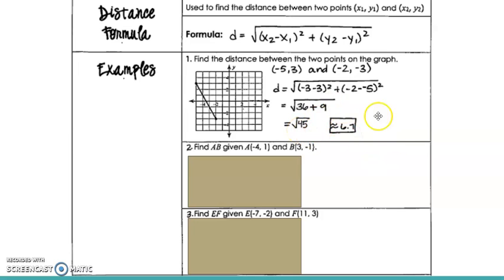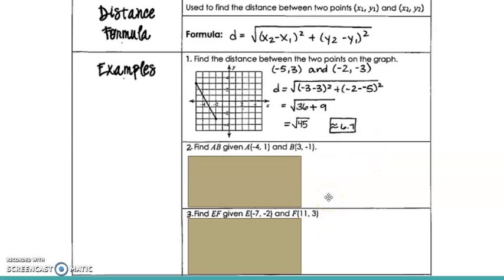A lot of the times we are going to write our answers as a decimal. Sometimes I'll have you do it as a square root, and we'll talk about that at another time. But right now you can just plug in the square root of 45 into Desmos and do the tenths or the hundredths approximation for that.